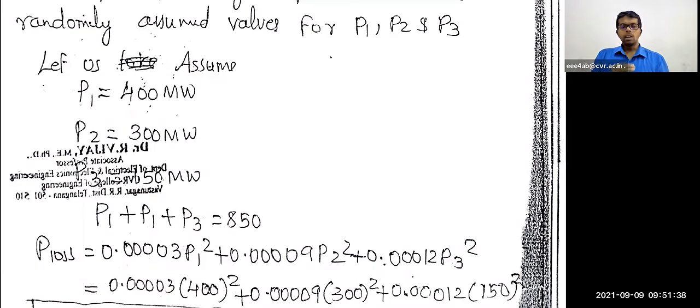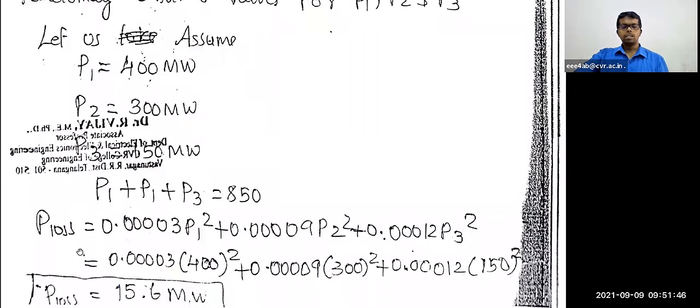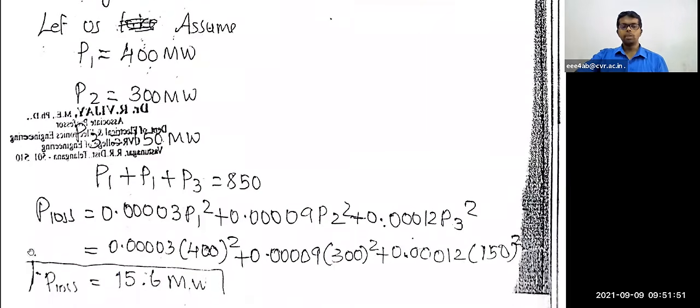So those losses we are going to find out here. From the loss equation, we are substituting the considered values and finding out the PLoss. Substituting the values 400, 300, and 150, here we are getting 15.6 megawatt.